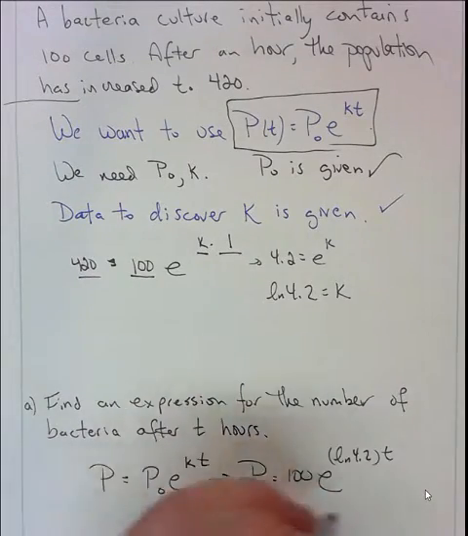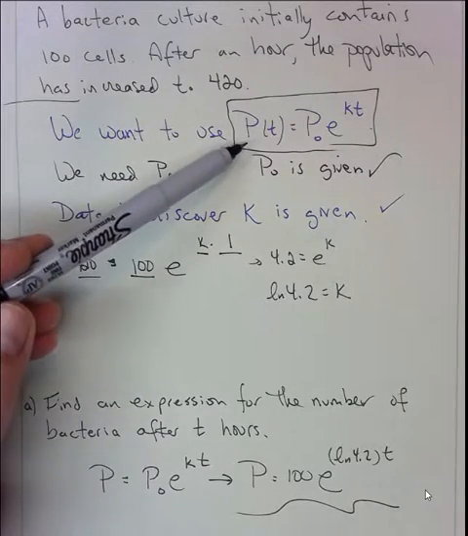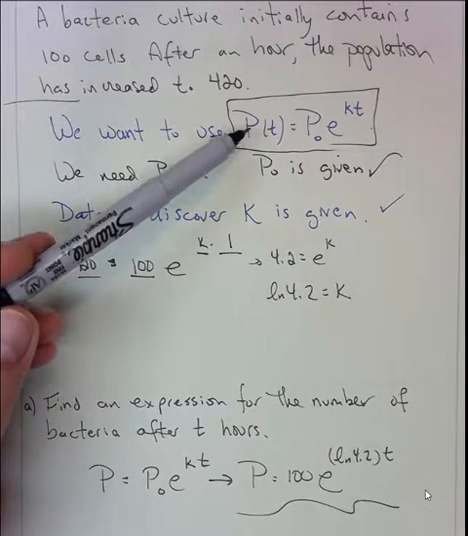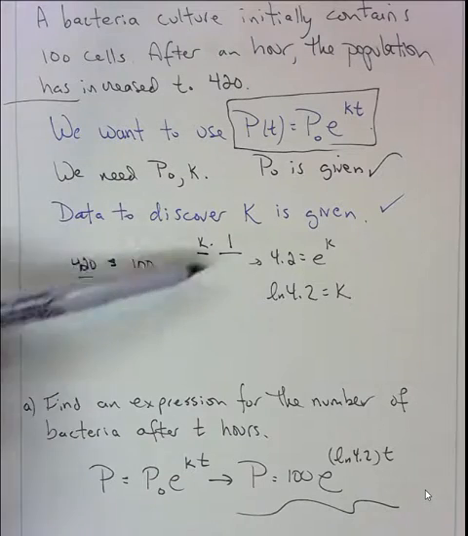This formula here will now tell us everything. So from this point on, we can be given a time and calculate the population after that time, or we could be given a target population and ask for the time it took to get there. This routine is going to be identical no matter what the context is. If the context is totally different from this, but you're still going to use the same exponential growth or decay formula, it usually starts off exactly the same way.